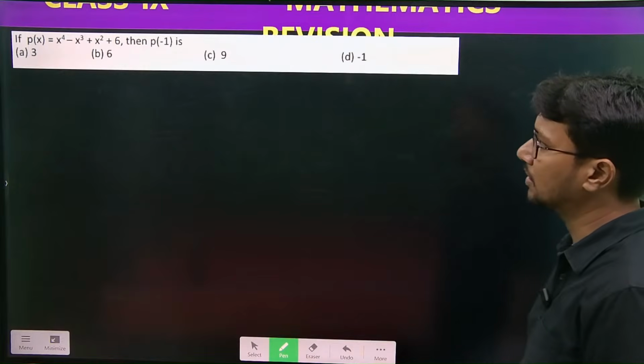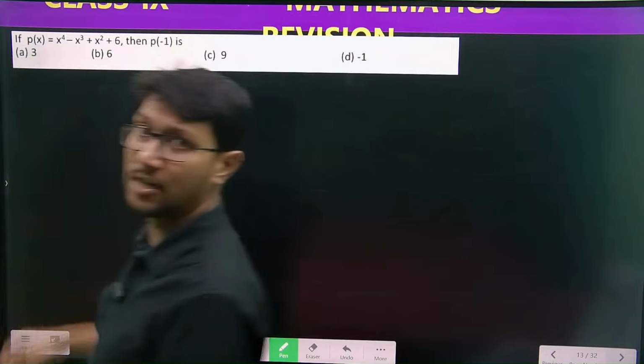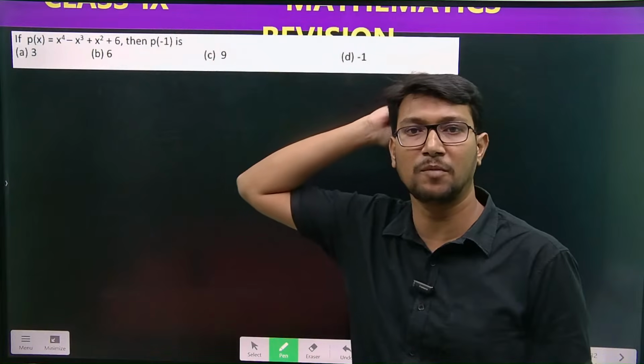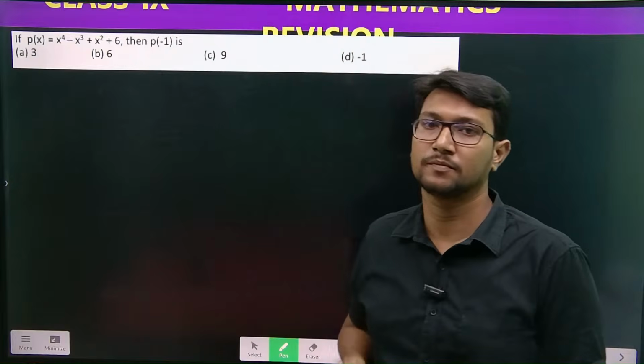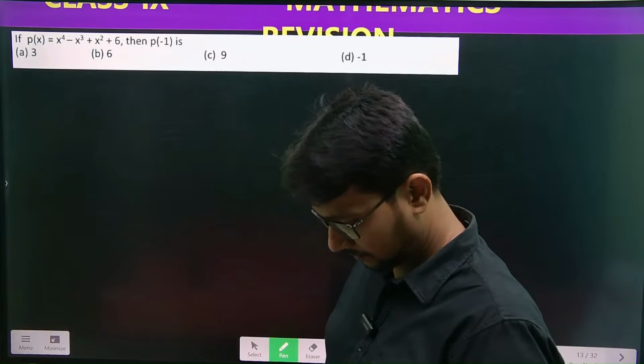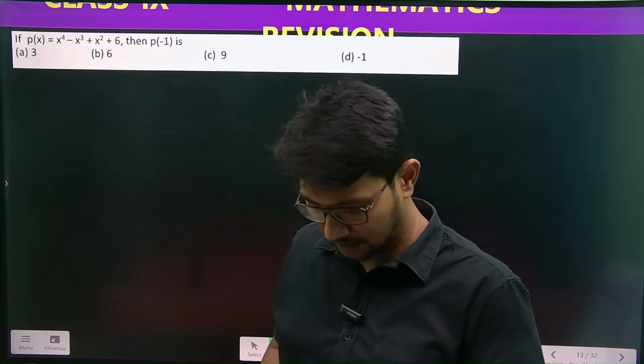Chalo, moving to the next question. Here is the next question. P of x is given, then find P of minus 1. Find P of minus 1, the value of the polynomial when x is minus 1. Find it, give the answer. Give the answer, children, give the answer quickly.